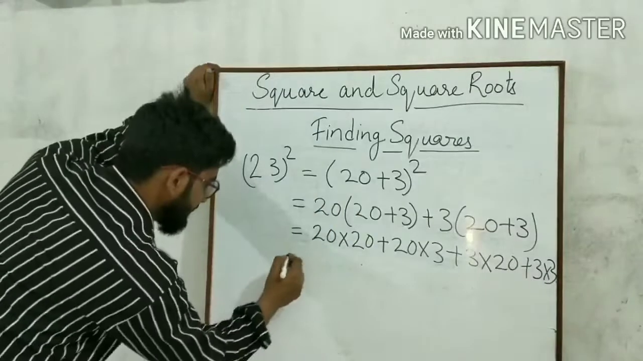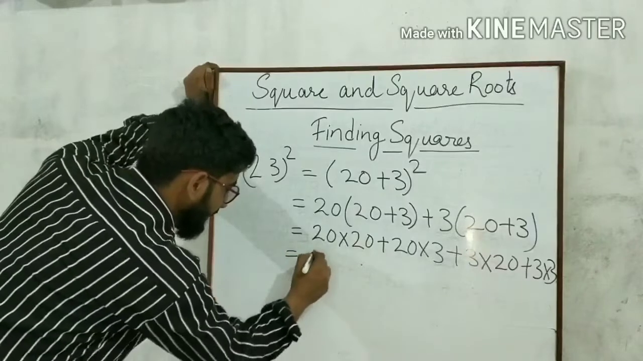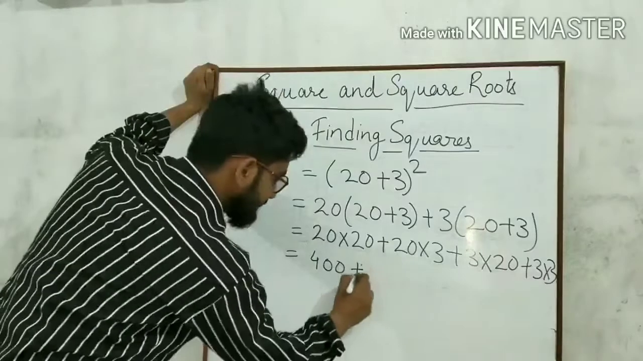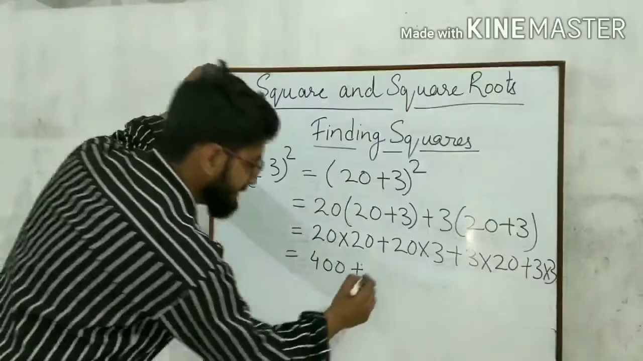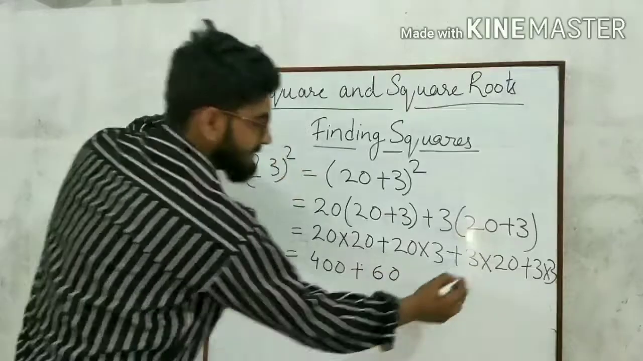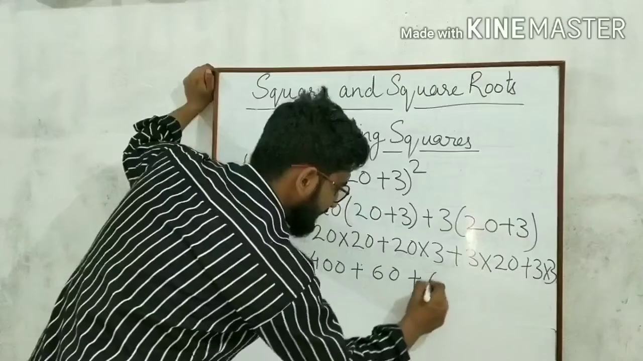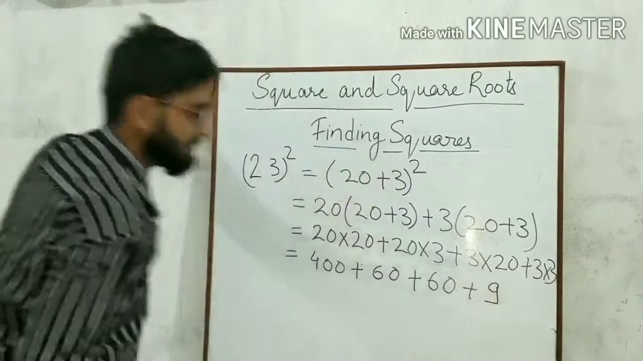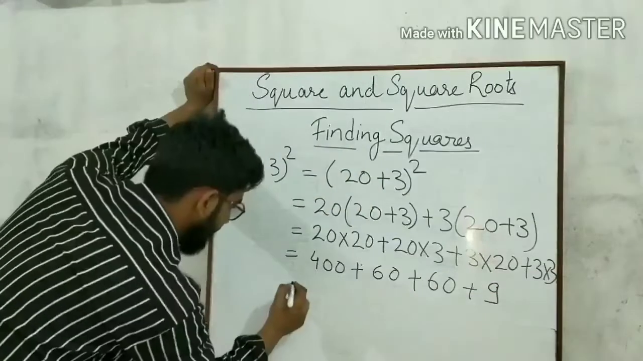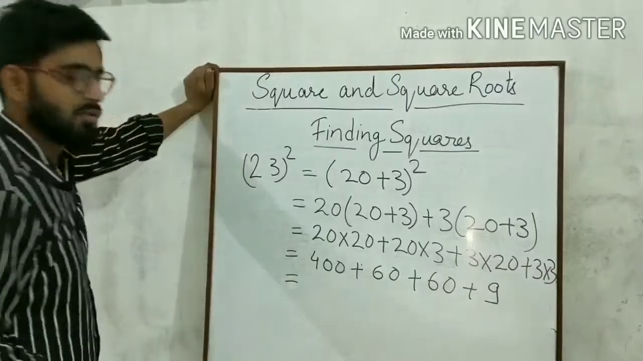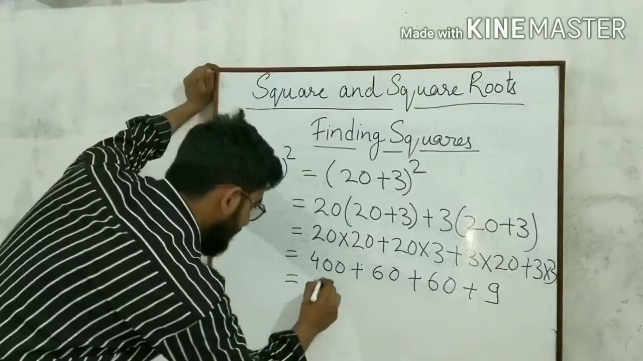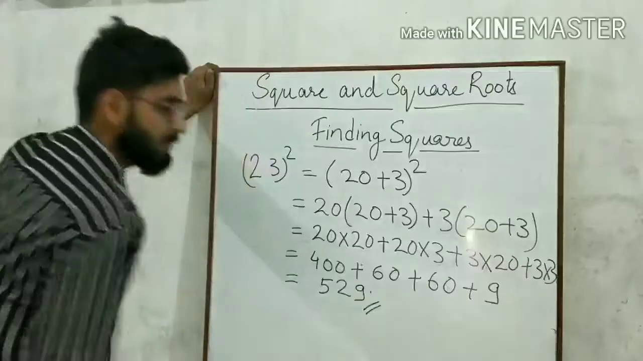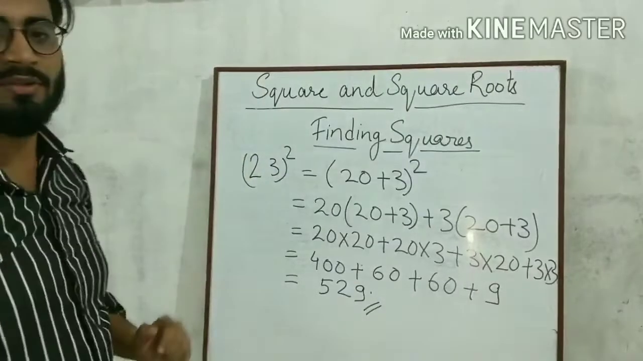Now multiply it. 20 into 20 is 400. Plus 20 into 3, that is 60. Plus 3 into 20, that is also 60. Then 3 into 3 is 9. Now you add all these. When you add all these, you will get 529. Any problem?